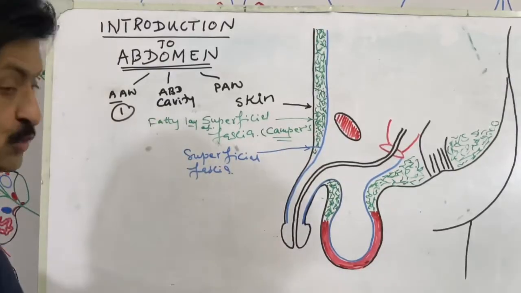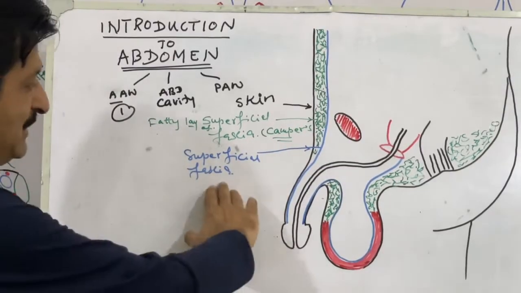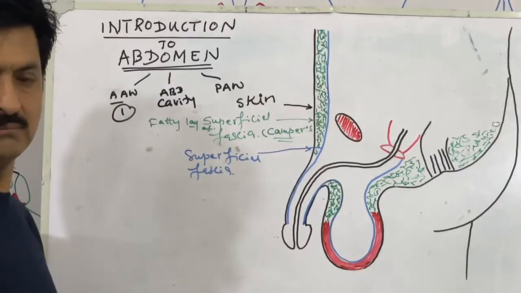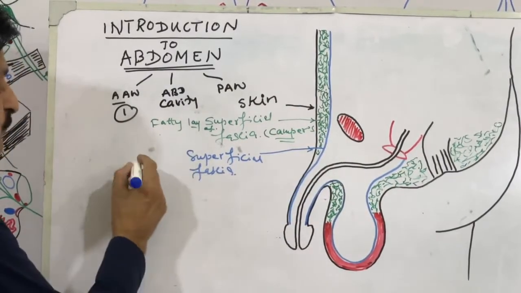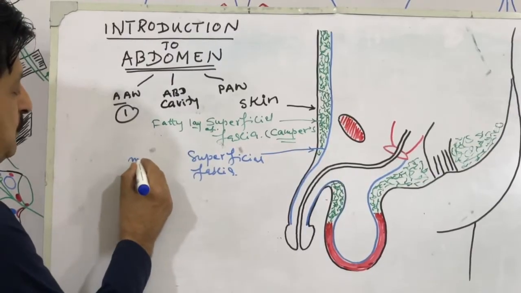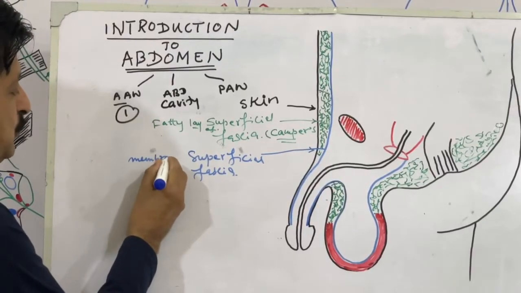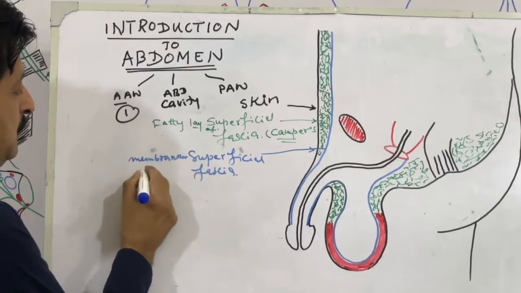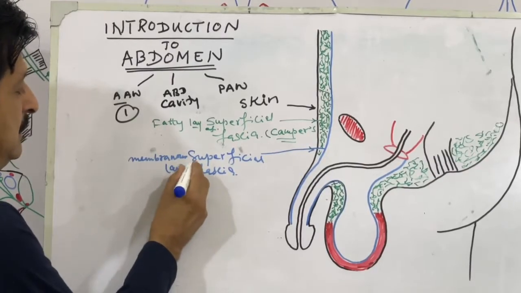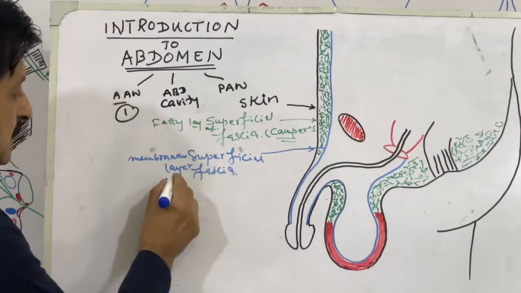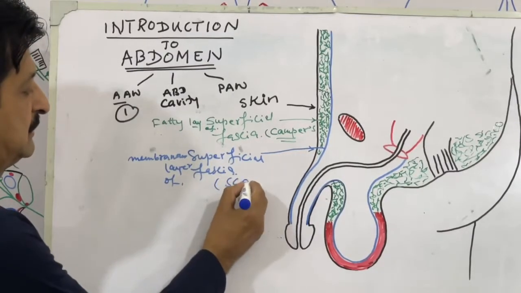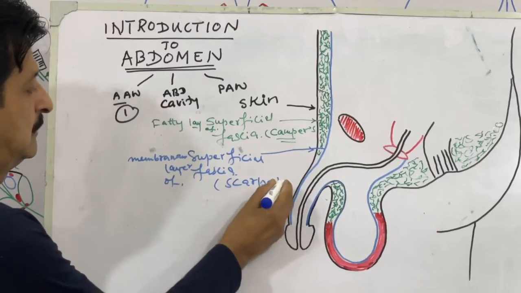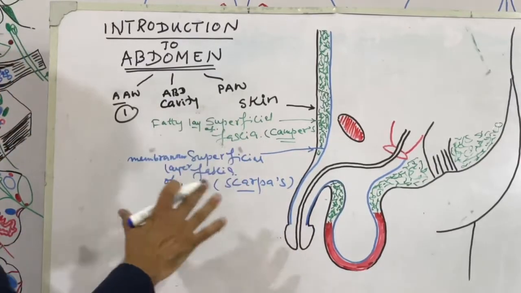And when you go deeper to this, you will see another layer of the superficial fascia. You call it the superficial fascia, but you call this the membranous layer of superficial fascia. It's very, very important. The membranous layer of superficial fascia's other name is Scarpa's fascia. These are the three layers you see there.